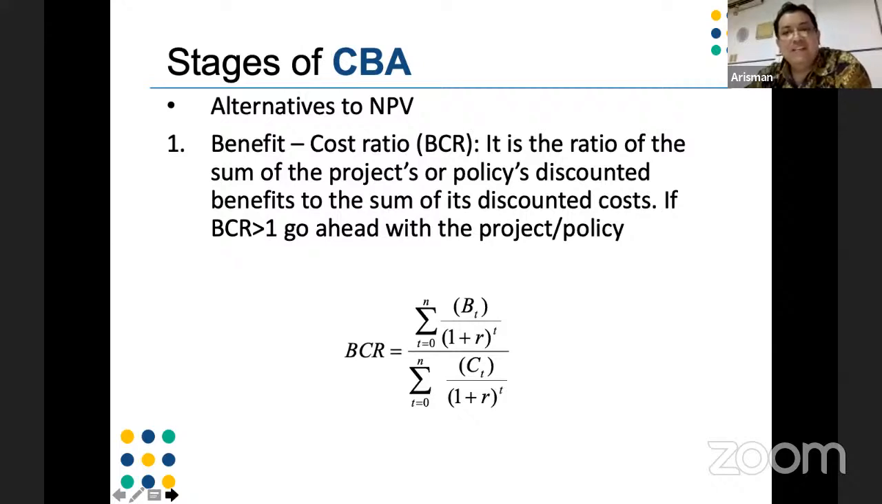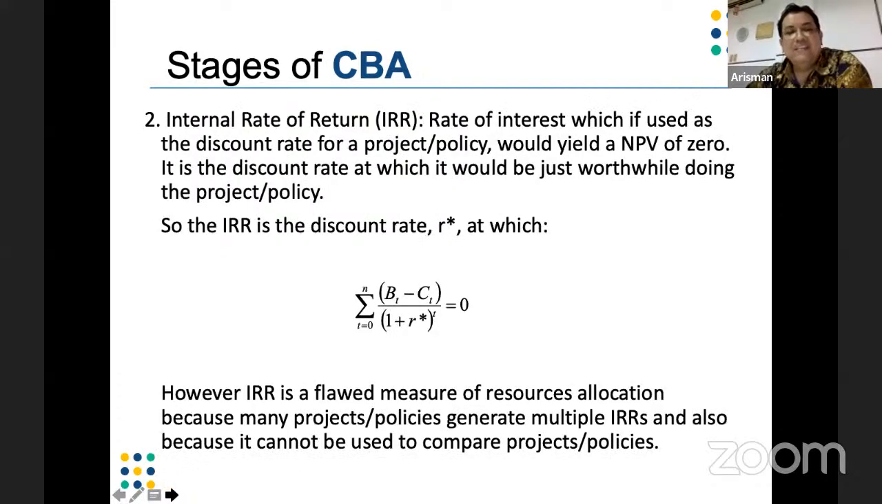Before the last one, as an alternative to NPV, we can use BCR, benefit cost ratio. This is the ratio of the sum of the project or policy's discounted benefits to the sum of its discounted costs. If BCR is more than one, go ahead with the project or policy. The other alternative is internal rate of return. This is the rate of interest used as discount rate for a project or policy which gives an NPV of zero. It is the discount rate at which it would be just worthwhile doing the project or policy. However, internal rate of return is a poor measure of resource allocation because many projects generate multiple IRRs and also because it cannot be used to compare projects and policies.